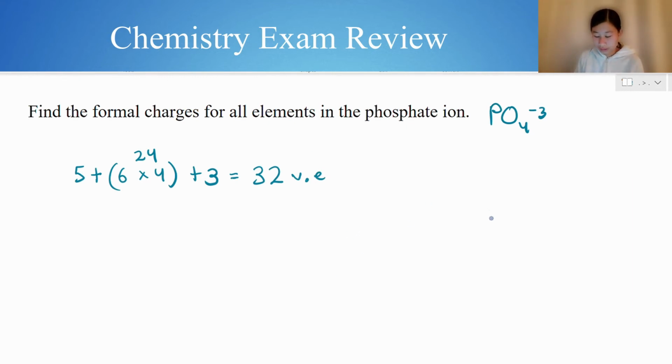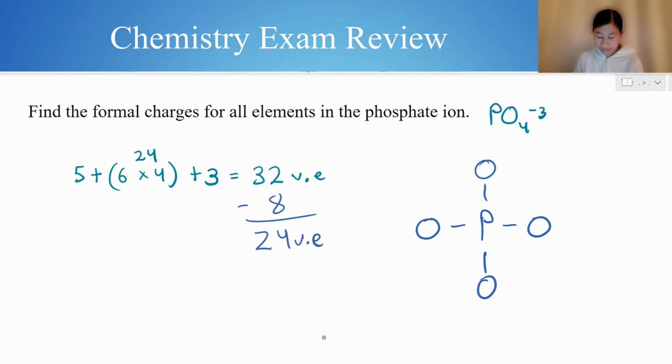So the central atom is connected to 4 outer atoms, these oxygens. Making 4 bonds, we just used 8 valence electrons. Now let's place the remaining 24 around the outer atoms first. Okay, so 6, 12, 18, and 24.